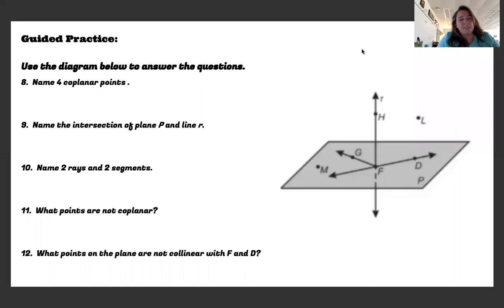One more set of guided practice questions here. So once again, pause the video and then come back after you've had a chance to try them.